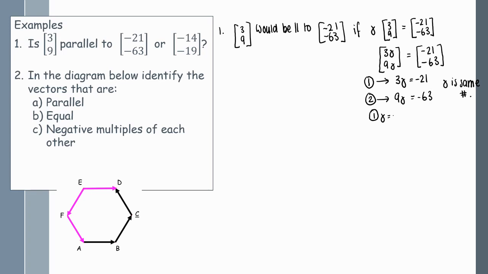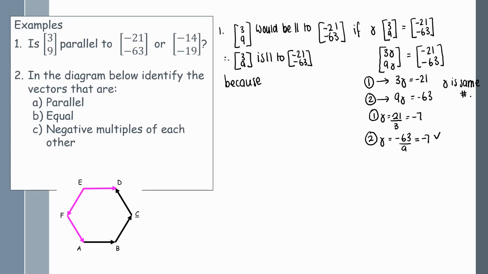If we do minus 21 divided by 3 to solve for gamma, we get minus 7. The same with minus 63 over 9, we get minus 7. Therefore, we can say 3, 9 is parallel to the vector minus 21, minus 63, because minus 7 times 3, 9 is equal to minus 21, minus 63.